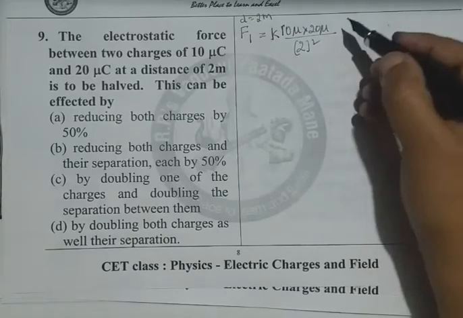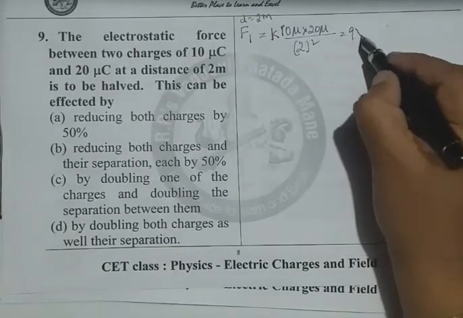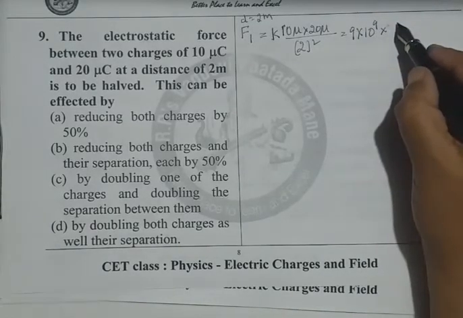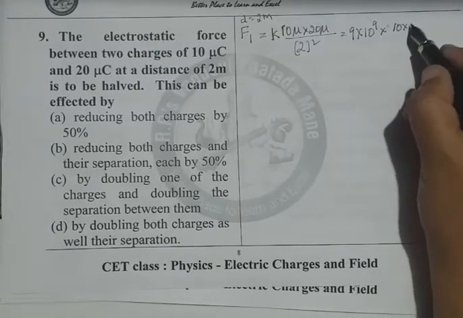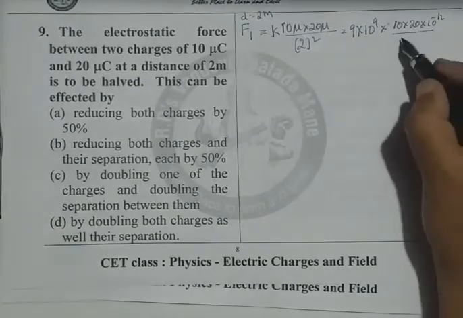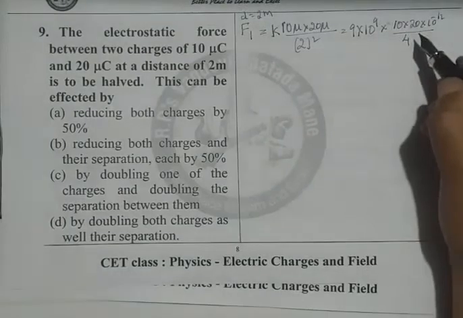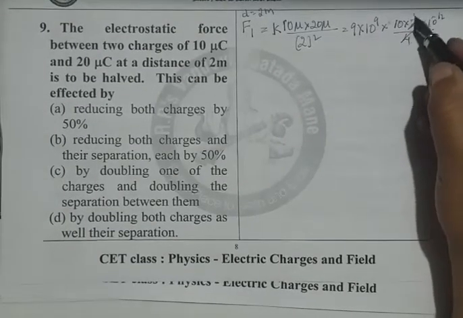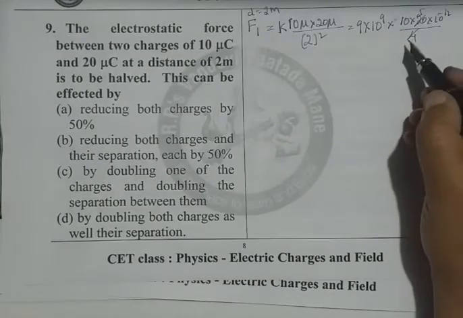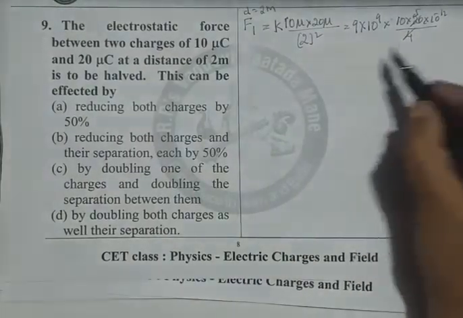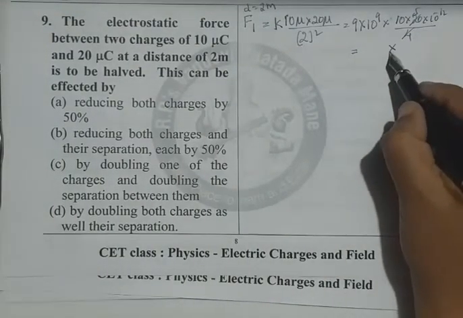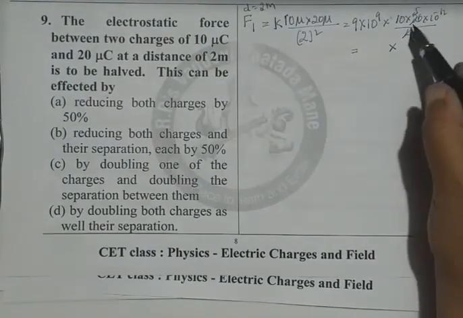Here, if we can calculate, this is 9 into 10 raised to 9. So that is 10 into 20 into 10 raised to minus 12 divided by 4. That means 4 5s are. So now what is the answer for this? We calculate. 4 5s are, first we complete the powers.